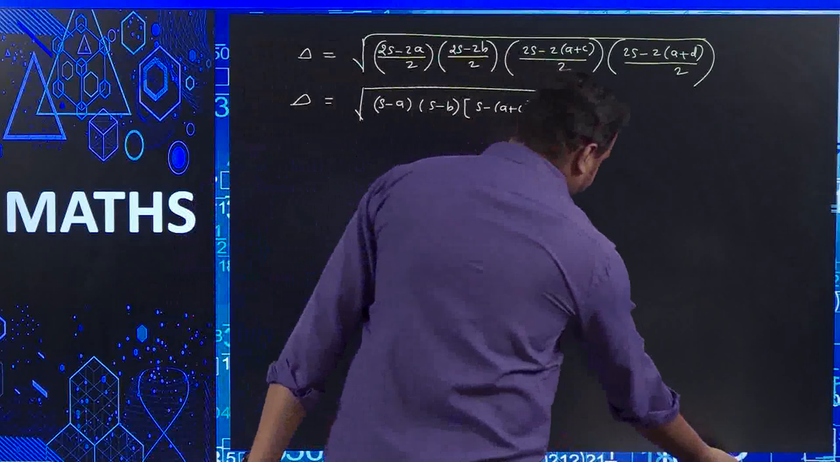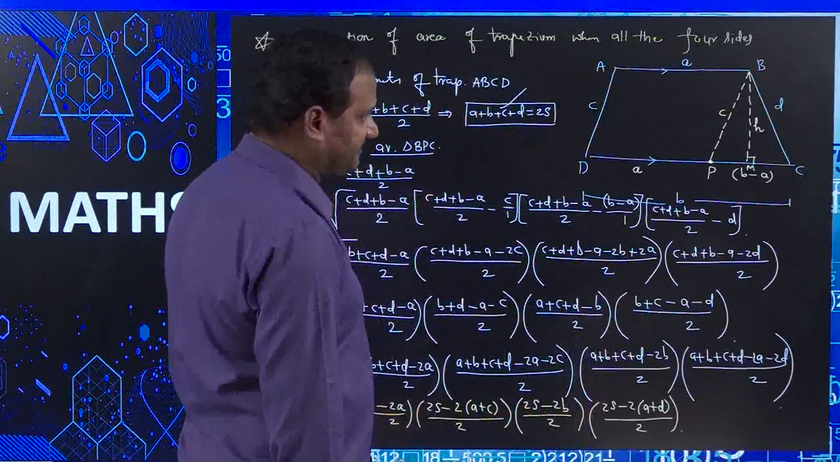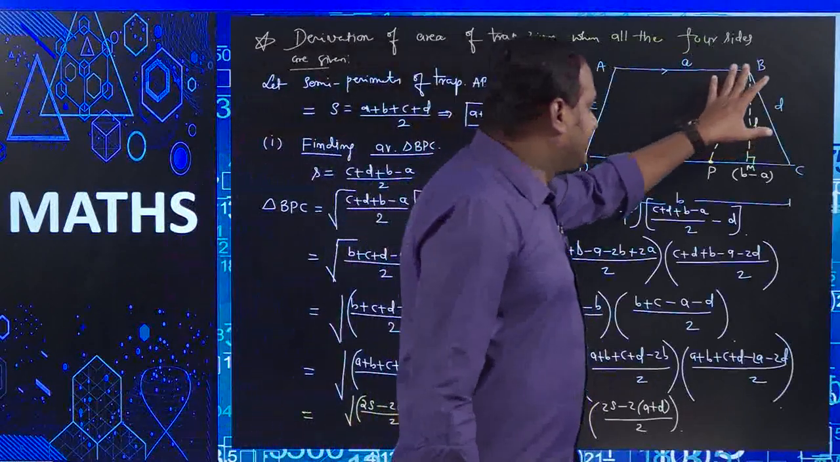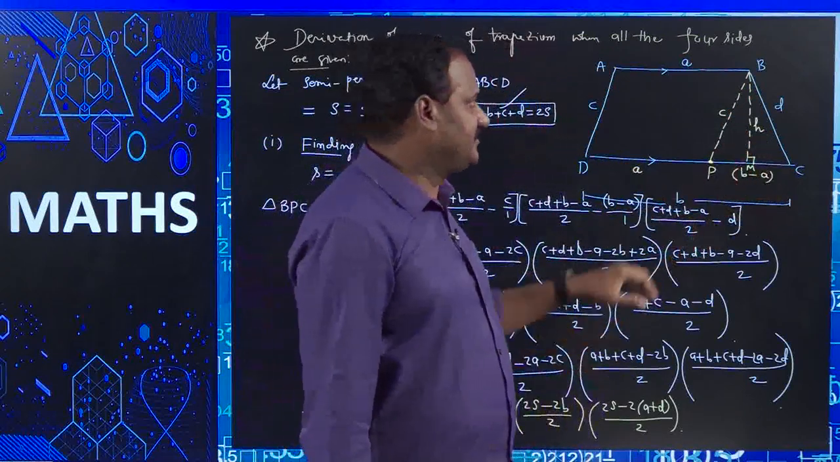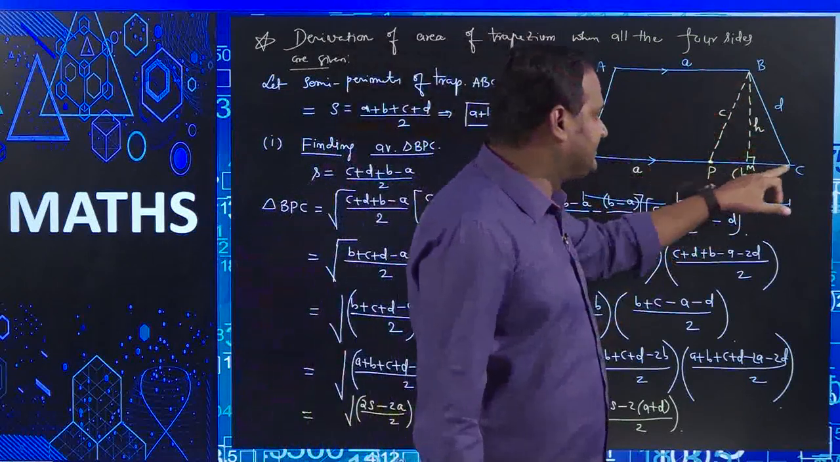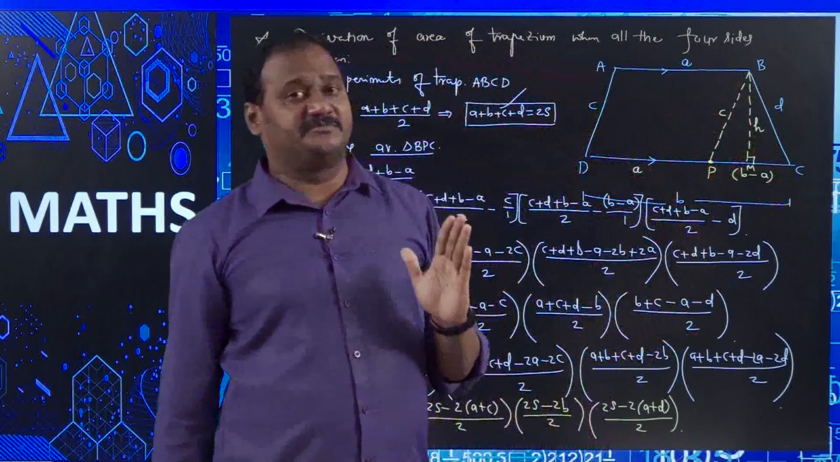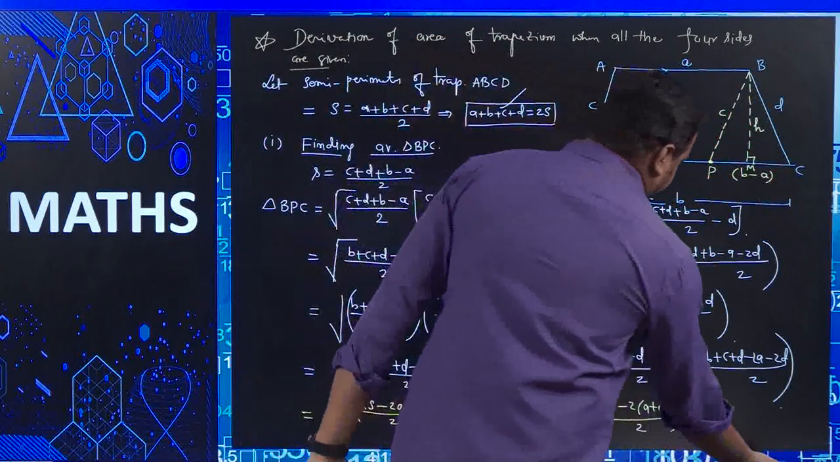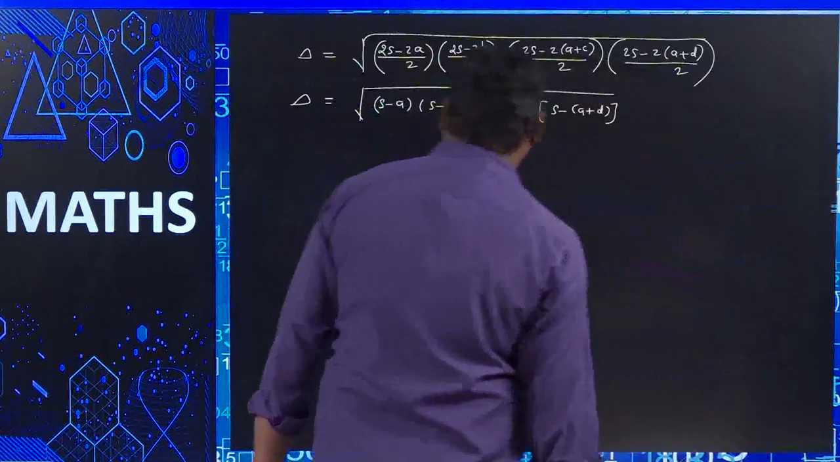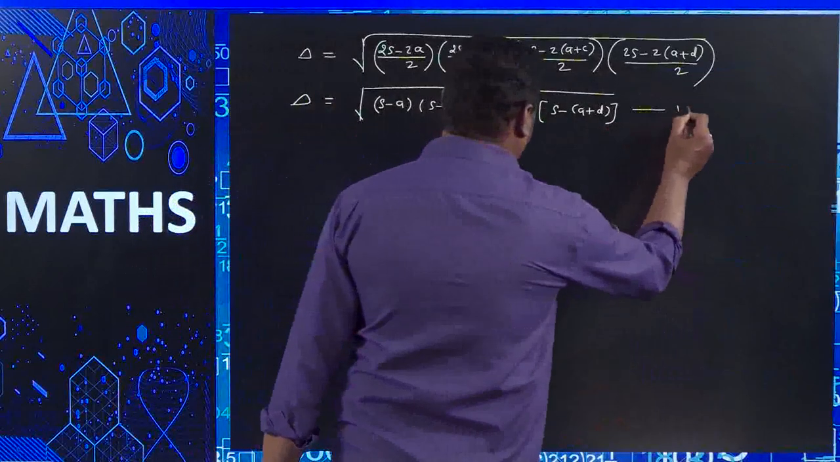After finding area of triangle, what we got? We got area of triangle BPC by using Heron's formula. At the same time, we can find the area of triangle BPC by using half into base into corresponding height. Okay? So, I am going to use that. Area of triangle BPC is equal to, this is the first one.